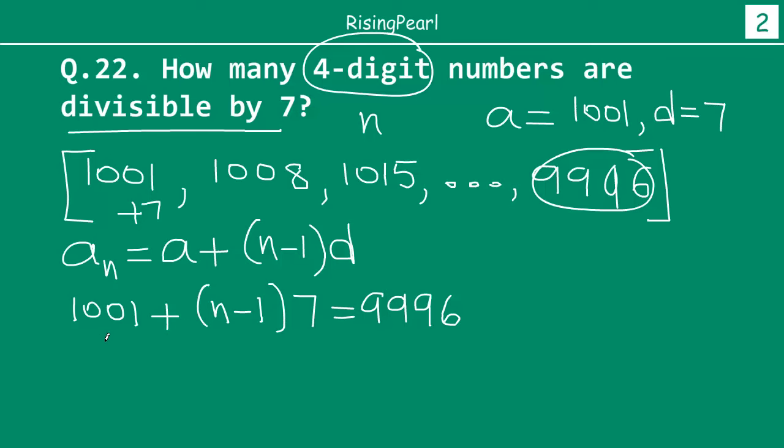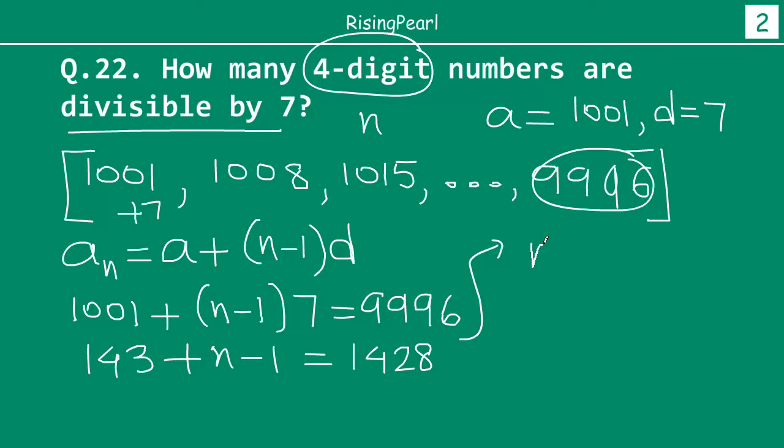So if we divide this, we will get 143 plus, 7 will go away, it will be n minus 1, and this one will be 1428. And if we simply solve this, n will be equal to 143 minus 1, 142, and when we bring it to the other side it will be negative. So we will have 1428 minus 142.